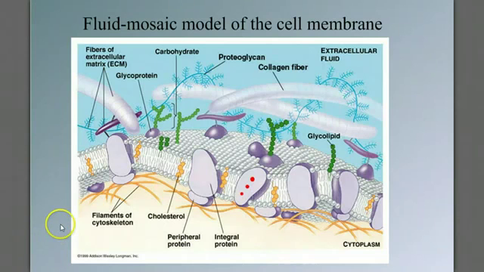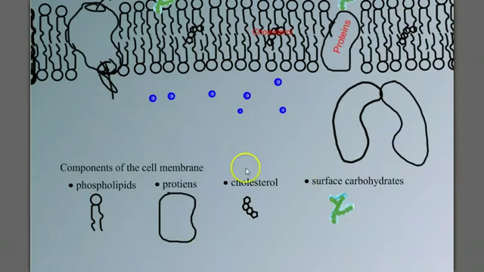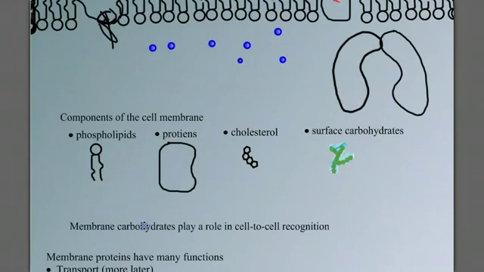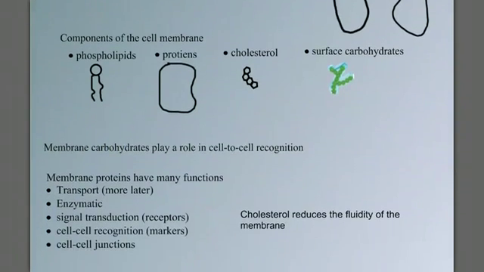Here's a more artistic rendition of that model. In this drawing, you get a sense of the three-dimensional nature, the depth of the picture here, much better than anything I can draw, of course. We can talk about the functions of some of these parts here. The carbohydrates will play a role in some of the cell-to-cell recognition, some of the markers on the surface of cells. The proteins have many functions.